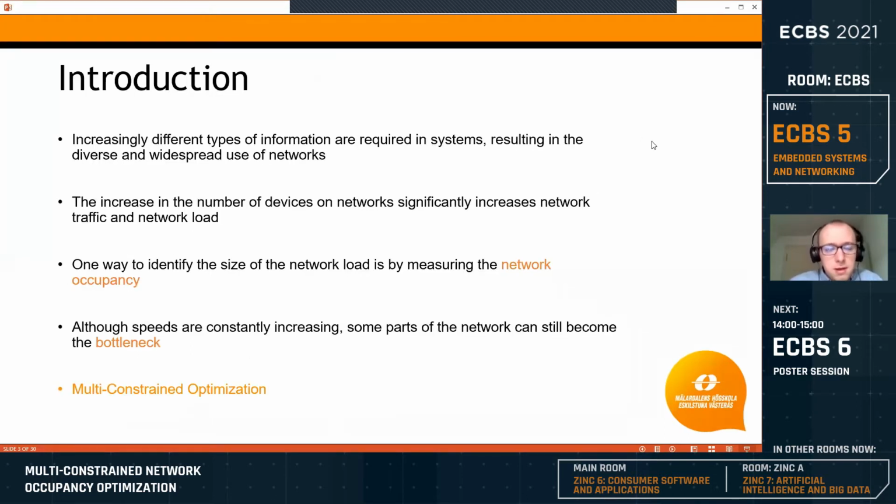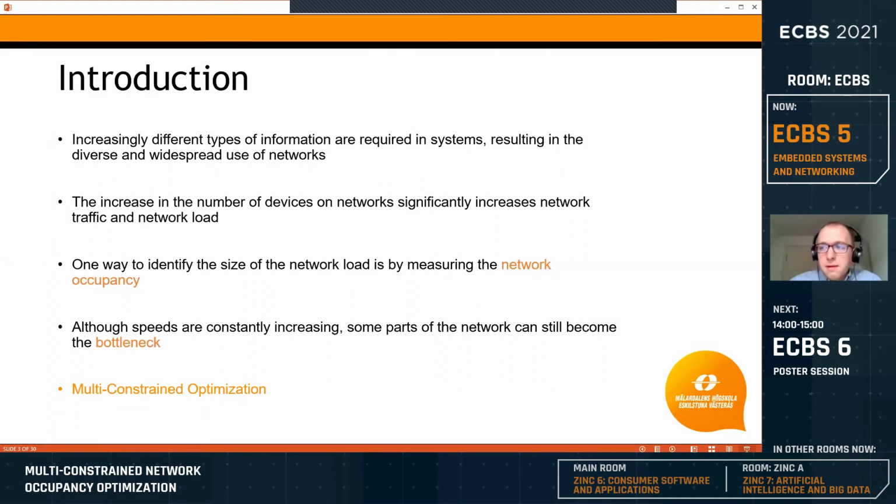Regarding the introduction, increasingly different types of information are required in the system, which results in diverse and widespread use of networks. As the number of devices on networks increases, the network load and traffic also increase. Although network speeds are also increasing, it's always desirable to minimize the network load. One way by which the network load can be measured is network occupancy, which is the amount of data that is passed through the network in a given amount of time.